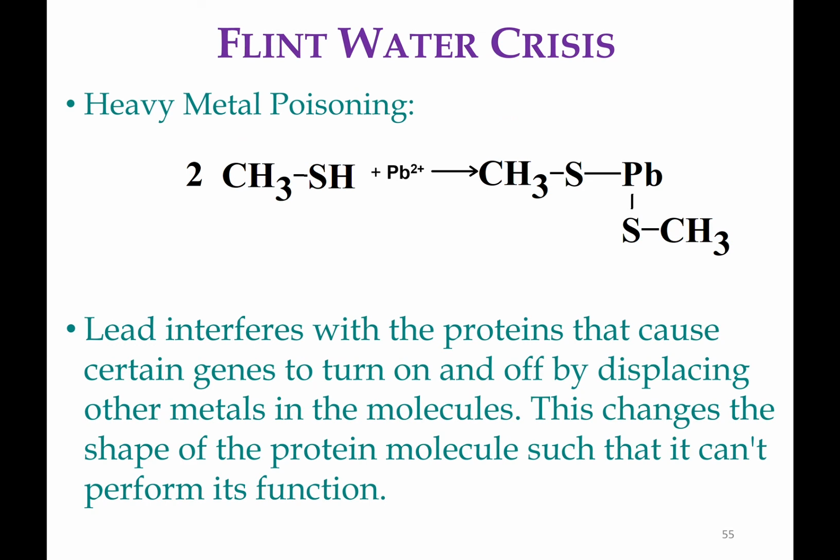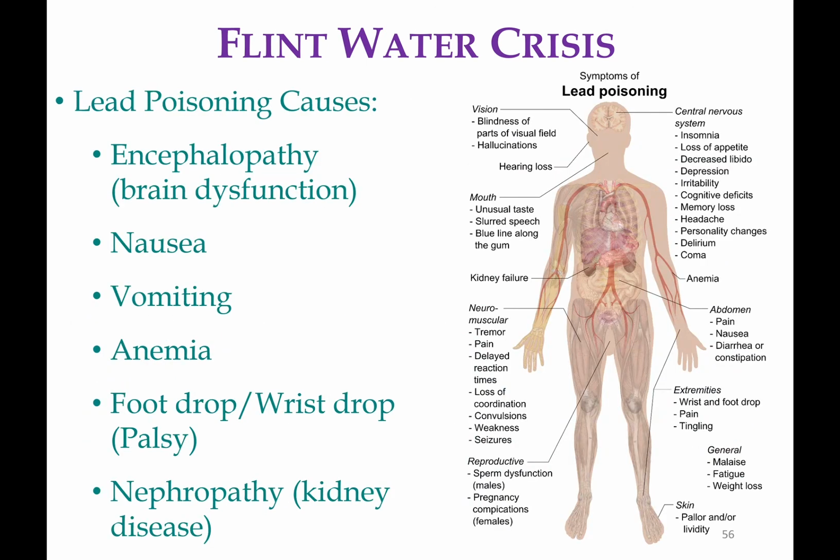Well, what's happening? So in this thiol group that's supposed to react, the lead interferes with the proteins. So the lead comes in, interferes with this disulfide bond, and it's not folding properly anymore. So these genes that are supposed to turn on and off by displacing other metals in the molecules, it actually changes the whole shape of the protein and it can't perform its function. So now if we don't have proper shape, we don't have proper function and folding of a protein, they cannot react or they cannot do what they're supposed to do.